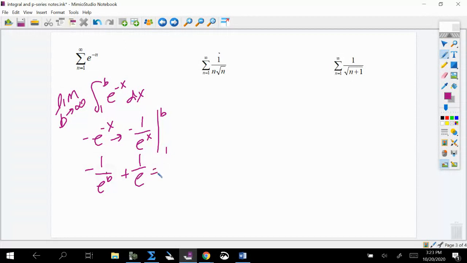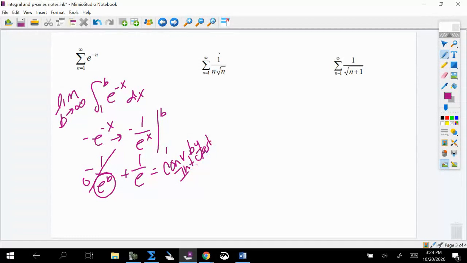As we go towards infinity, e to the b is going to get bigger and bigger and bigger, which is going to make this entire thing go to 0. So we have 0 plus 1 over e. 1 over e is a finite number. So we can say that it does converge by integration, by doing the integral test.